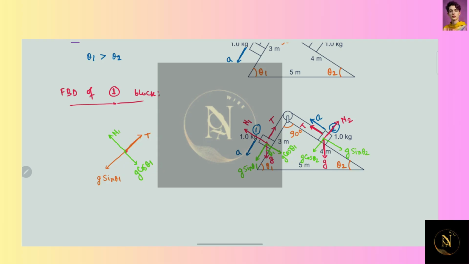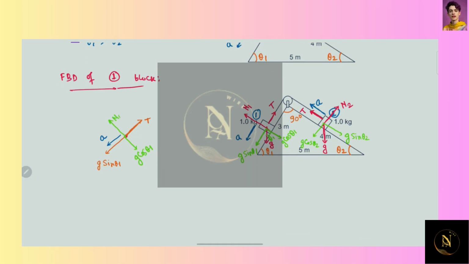As this first block is moving downward with an acceleration of a, we can write Newton's second law for the first block along the inclined plane. The net force will be g sin theta 1 minus T, which has to be equal to m1, which is 1 kg, into the acceleration a. Let's say this is my equation number 1.